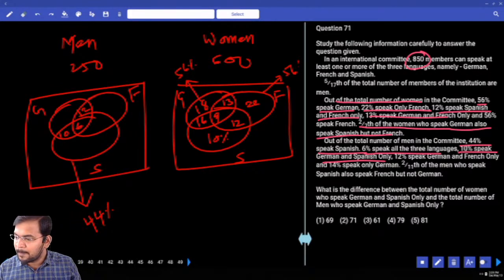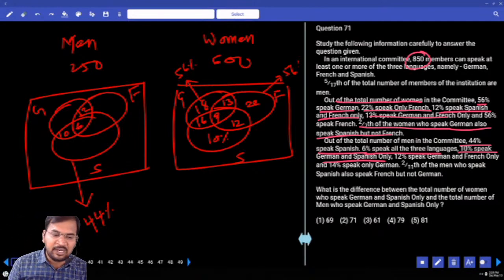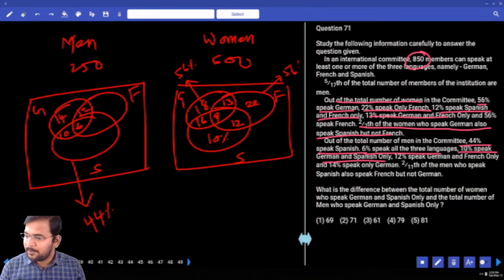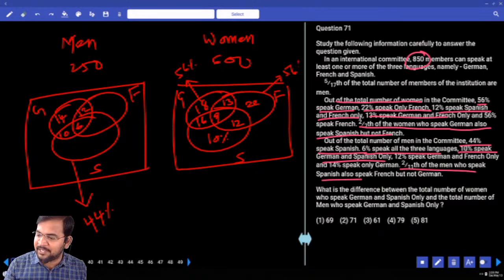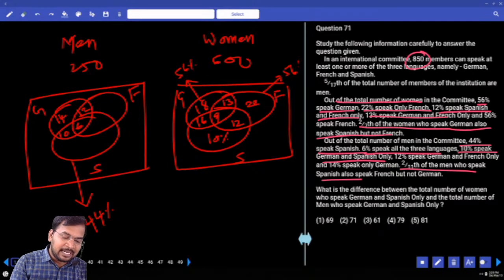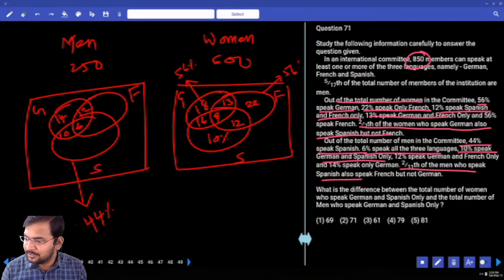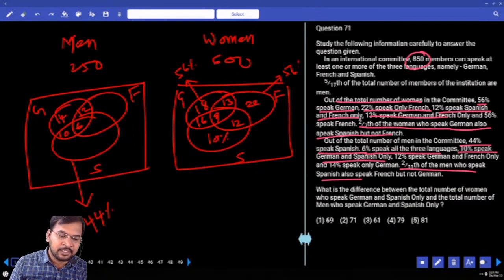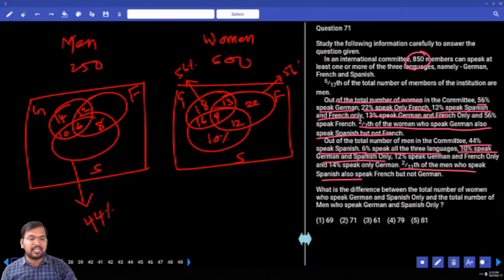Next, 14 only German. Next, 2/11 of the men who speak Spanish. Now 2/11 of 44: 11 fours are 44, so 2 fours are 8. 8 what? Spanish, French. All of you clear?